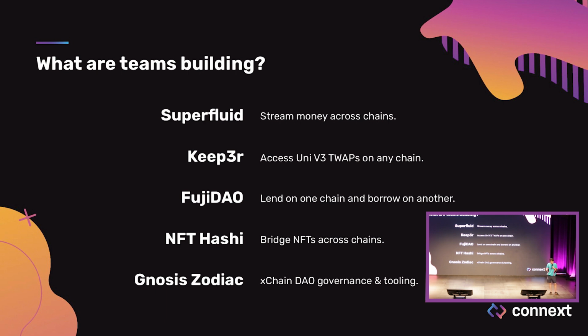KeeperDAO is also building something really interesting where they're taking Uni v3 TWAP oracles across chains. So TWAP oracles are just such a core dependency for any protocol that is trying to minimize off-chain oracle dependencies. But of course, if you have a trusted bridge mechanism that is taking TWAPs across chains, you've now just created the exact same oracle dependency that you tried to avoid.